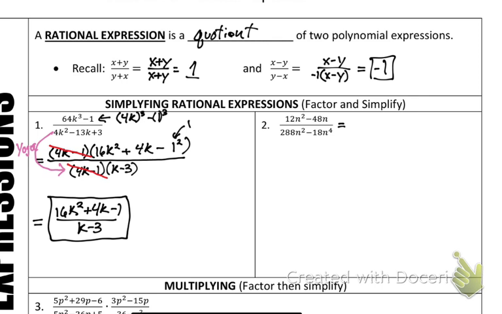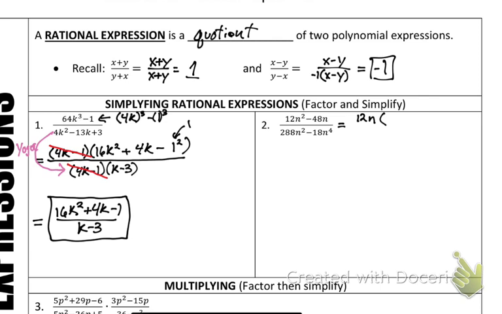I can actually pull out a full 12. Yeah, 12 and n, right? All right, yeah. Is there an n in all of the terms in the numerator? That means I can pull out at least an n. You look for the smallest power. I have n squared, n to the first, so I'm going to pull out 12n.